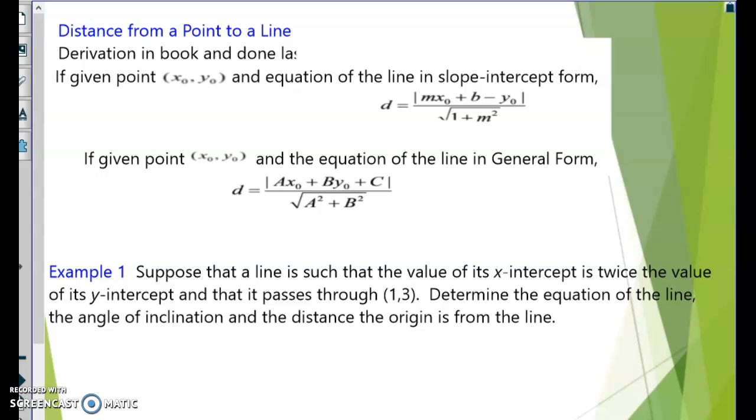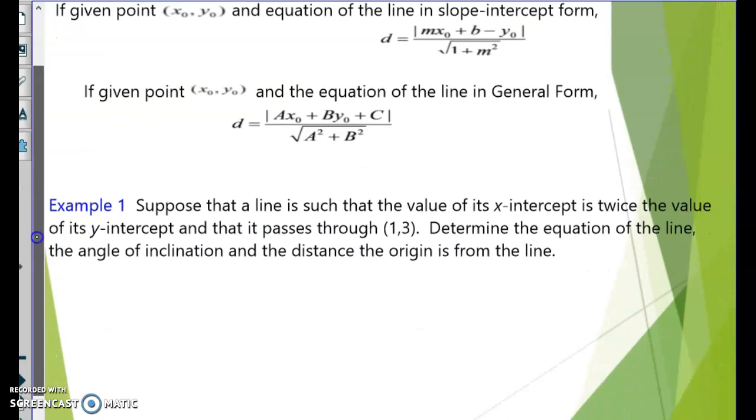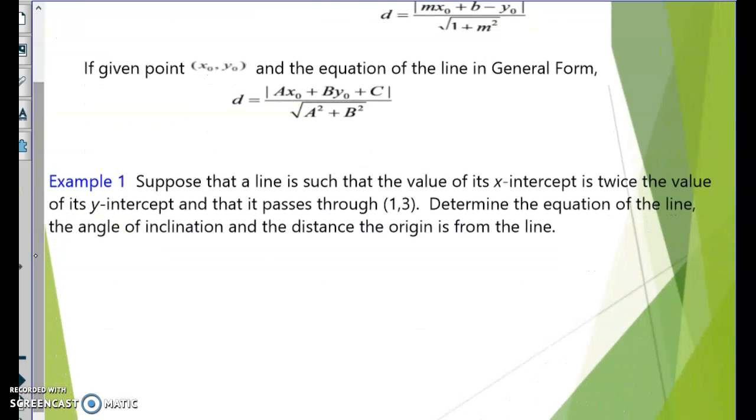I think we played with this a little bit in geometry, and if given a point x sub naught and y sub naught and the equation of a line in slope intercept form, then that gives you the distance from the line to the point, anywhere. Okay, so that's something to write down. I think we got one coming up here.